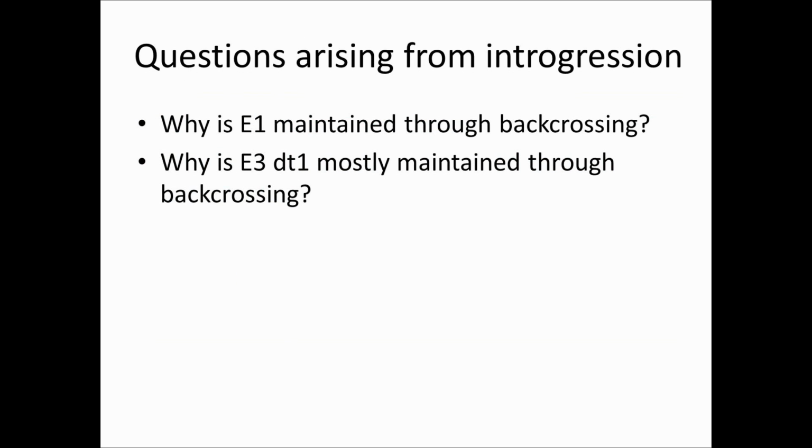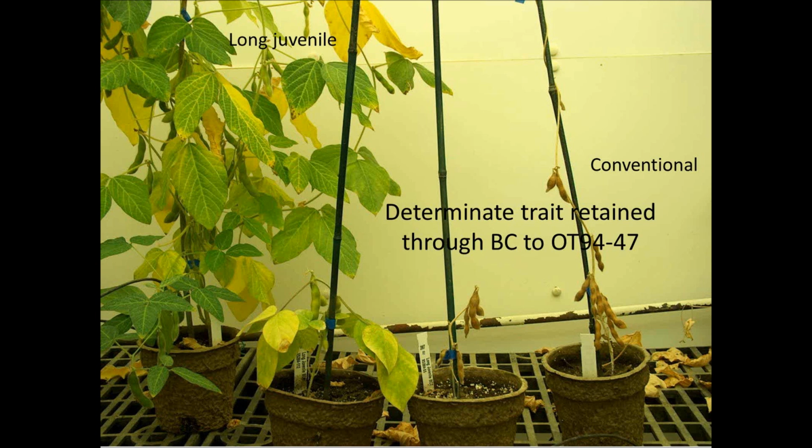So a question I have from this introgression work is, why was E1 maintained through the back crossing, and why was the combination big E3 little DT1 mostly maintained, although it seems that we broke it in the back cross 5.